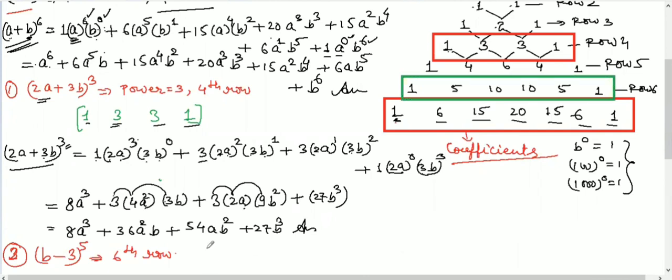Let's write down the coefficients here. We are going to use 1, 5, 10, 10, 5 and 1. So these coefficients, which are in row 6, we will use in this question.